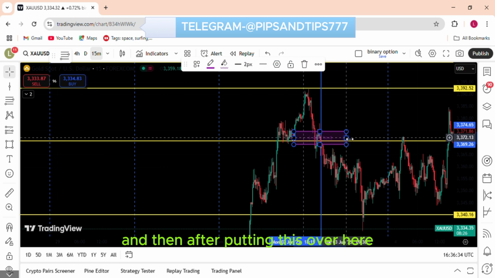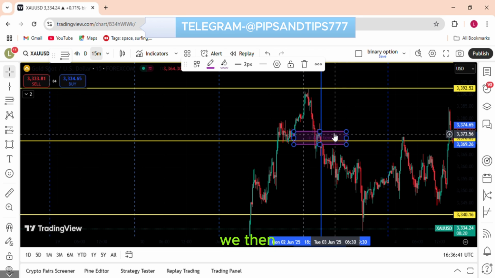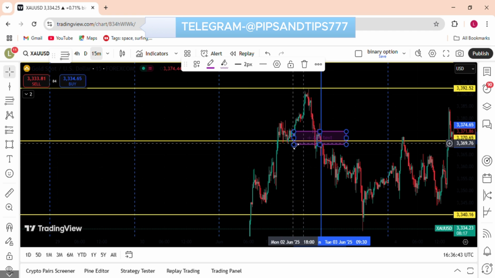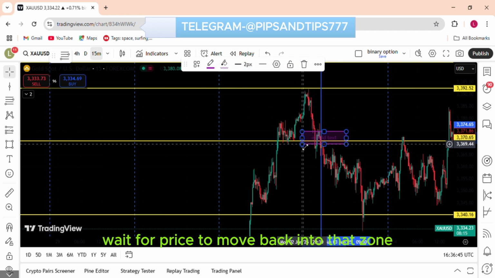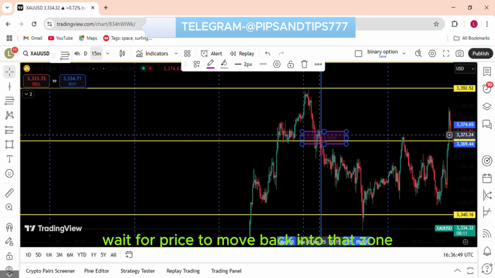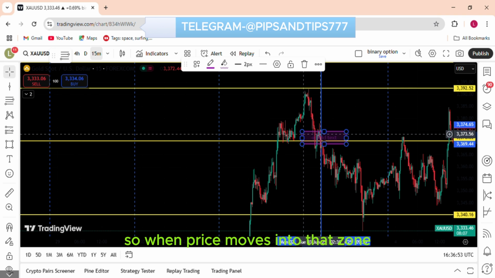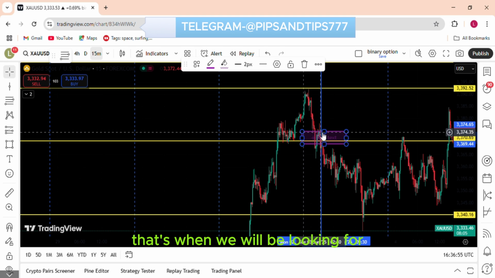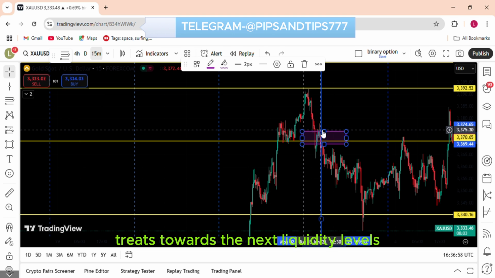And then after putting this over here, we then wait for price to move back into that zone. So when price moves into that zone, that's when we'll be looking for trades towards the next liquidity levels.